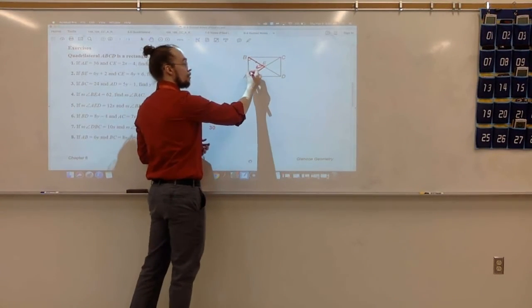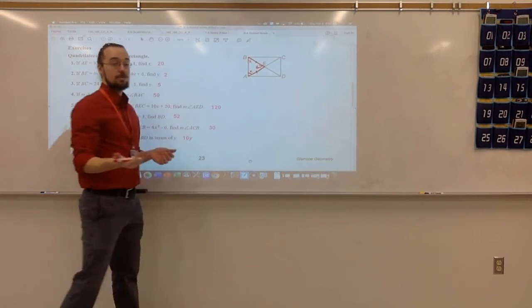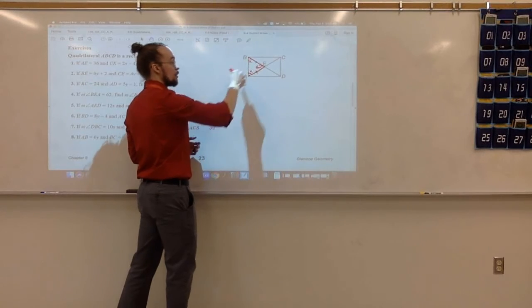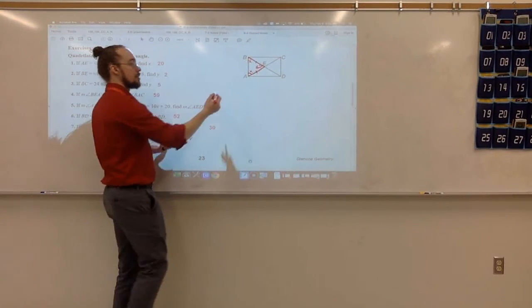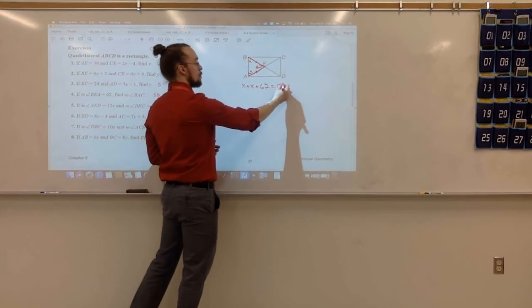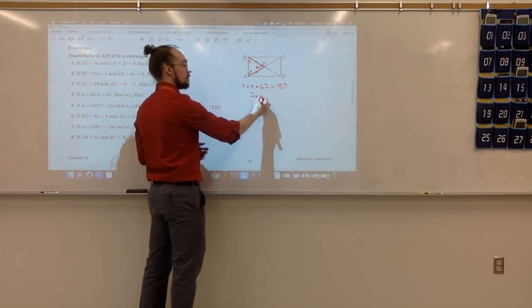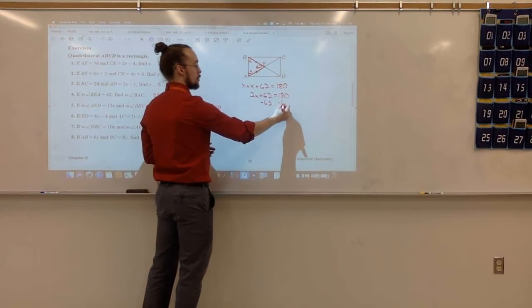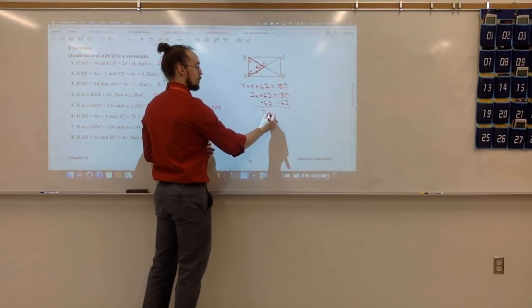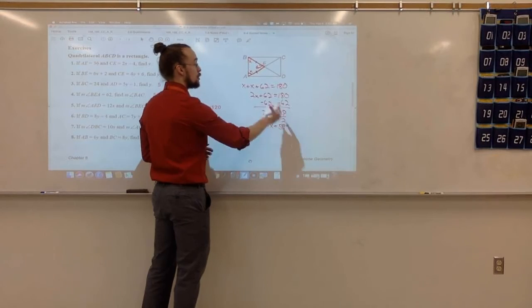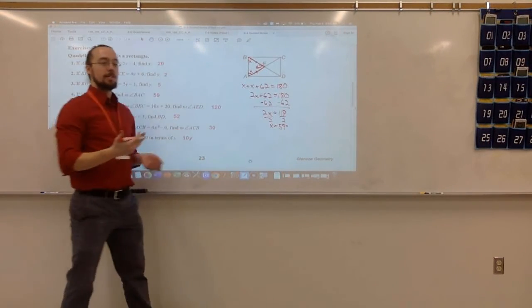So I could call both of these x, since I know they're the same, and now since this is a triangle, I know these three angles will add to 180. So I can set this up as 2x plus 62 equals 180. Subtract the 62 over. We get 2x equals 118. Divide by 2. And we get that each of these angles then is 59 degrees.